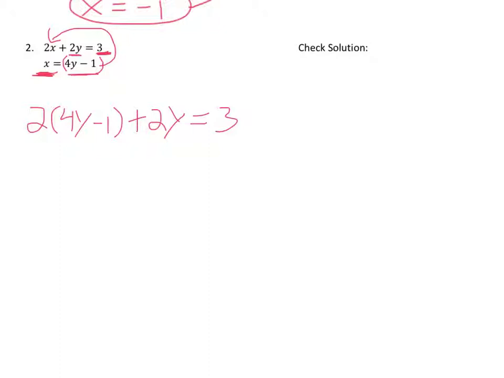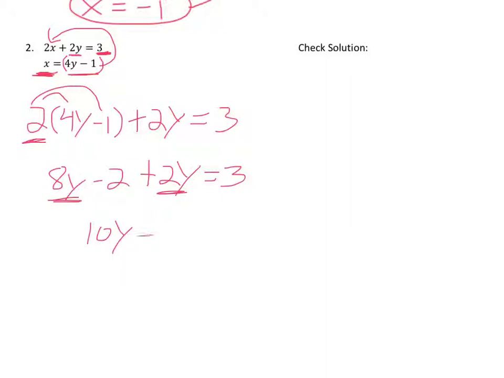In this one, I just have y. So I'm going to solve for this variable. I'm going to distribute this 2. So 2 times this 4y is 8y. 2 times that negative 1 is negative 2. Bring down the plus 2y equals 3. I can combine like terms. 8y plus 2y is 10y. So we have 10y minus 2 equals 3.